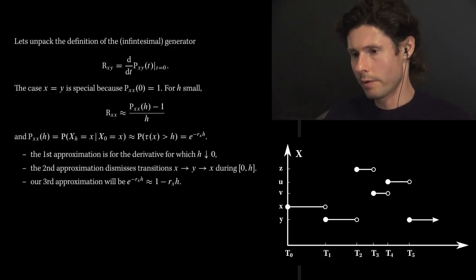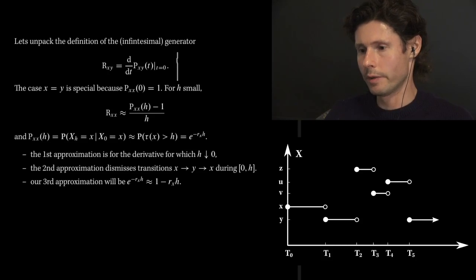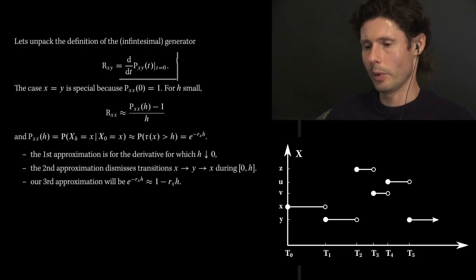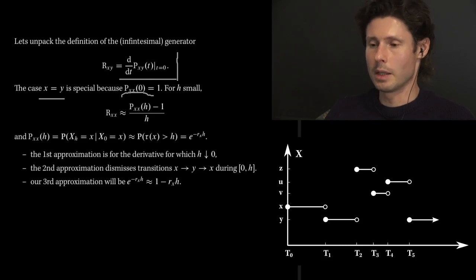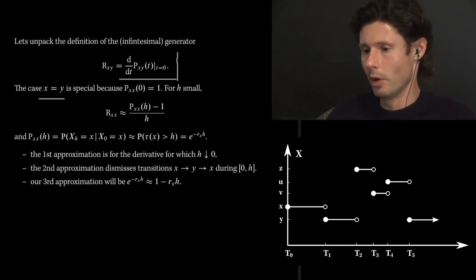We're going to start off, however, with the definition of the generator that we do have, which is as the derivative of its transition probabilities at time 0. So this is where we're going to start, and we're going to follow up with two cases. One case is x is equal to y. This is a special case because here the probability of being in state x, given that you started in x, in 0 time, is equal to 1. So given no time, you've clearly stayed in the same state with probability 1.